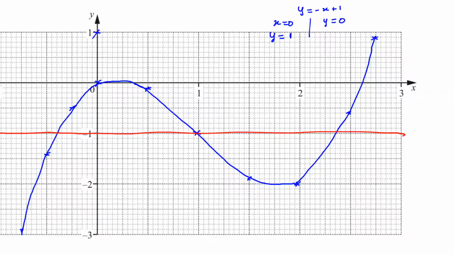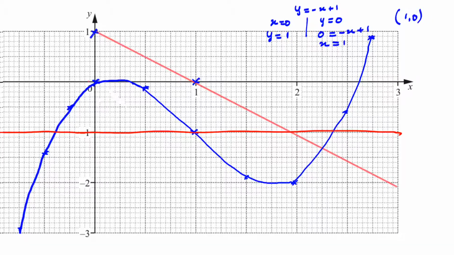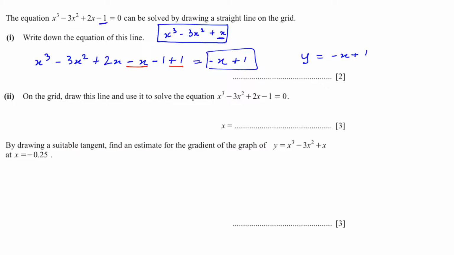When y is 0, so 0 = -x + 1, x is equal to 1. The other point is (1, 0). (1, 0) is this point. So we just have to draw the line now. So when you draw the line, it meets the curve at this point, which is x = 2.25. Again, we have been given a range from 2.25 to 2.4.